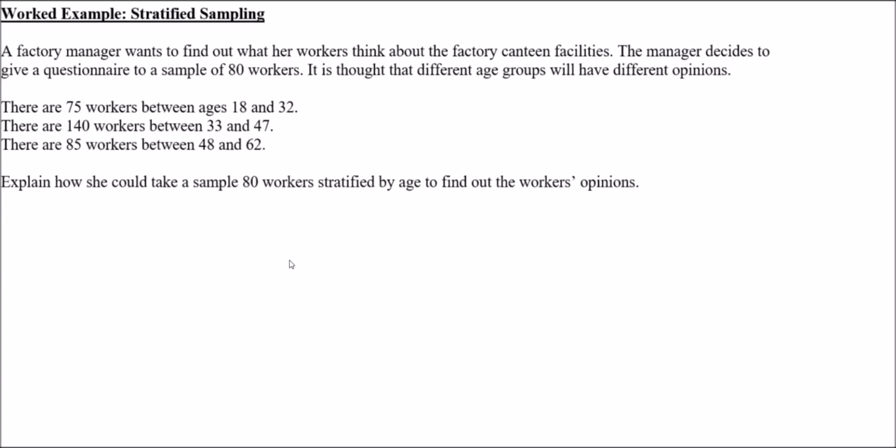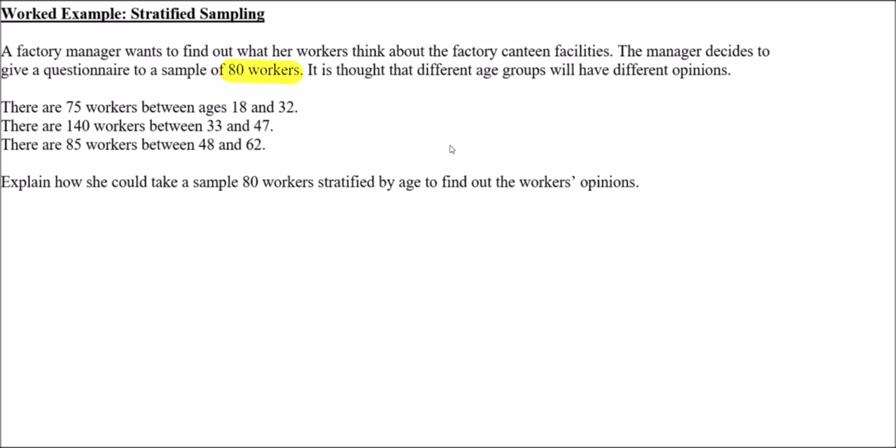So let's just do one straight away. We've got a factory manager who wants to find out what her workers think about the factory canteen facilities. The manager decides to give a questionnaire to a sample of 80 workers. It's thought that different age groups will have different opinions, so we've got all these different workers at different ages. Explain how this manager could take a sample of 80 workers stratified by age to find out the workers' opinions.